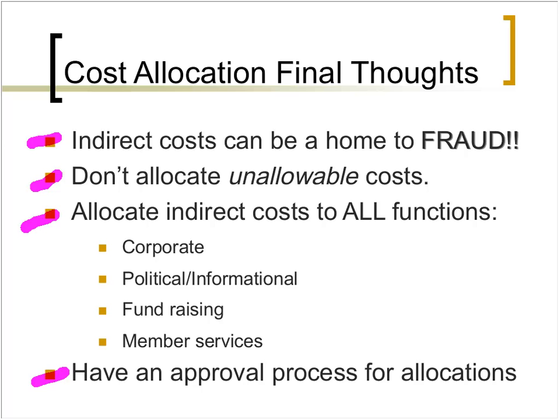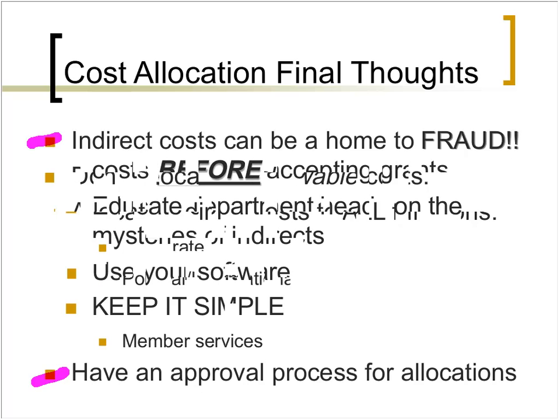You must have an approval process for allocation. Just like there is an approval process for journal entries, it's important to have an approval process for the allocation of indirect or cost allocated expenses.